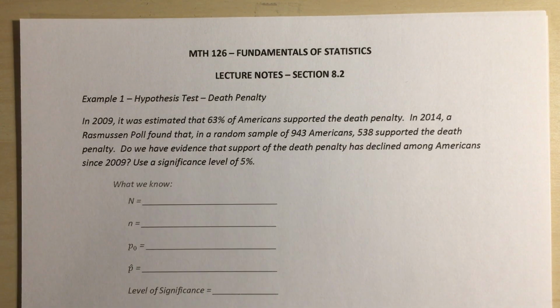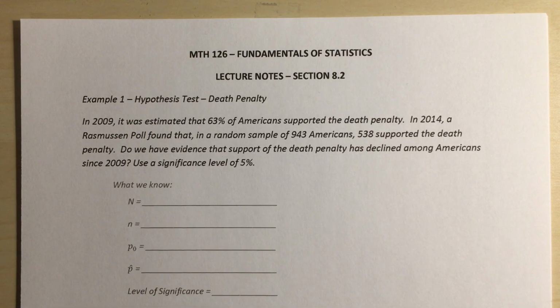Right, so for this first example, we are going to do a hypothesis test testing a claim about the death penalty. So in 2009, it was estimated that 63% of Americans supported the death penalty. In 2014, a Rasmussen poll found that in a random sample of 943 Americans, 538 supported the death penalty. Do we have evidence that support of the death penalty has declined among Americans since 2009? Use a significance level of 5%.